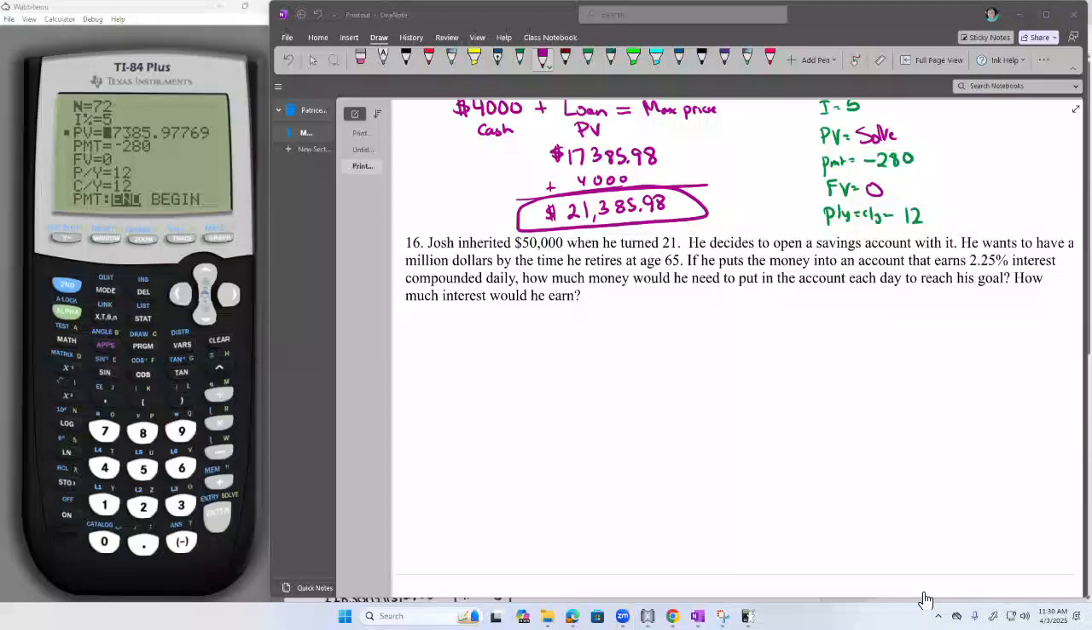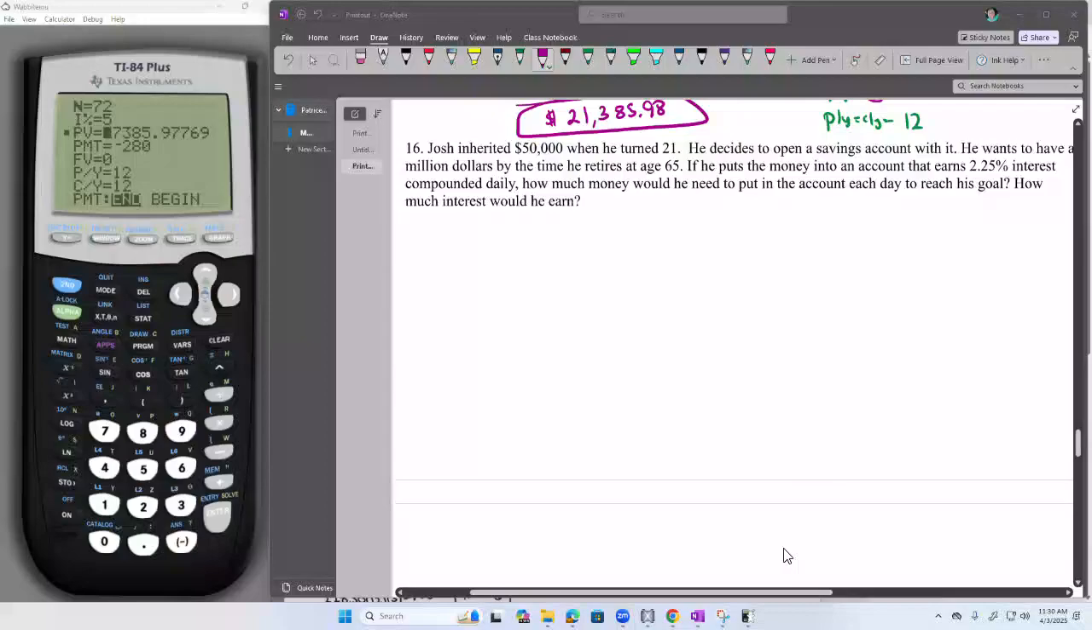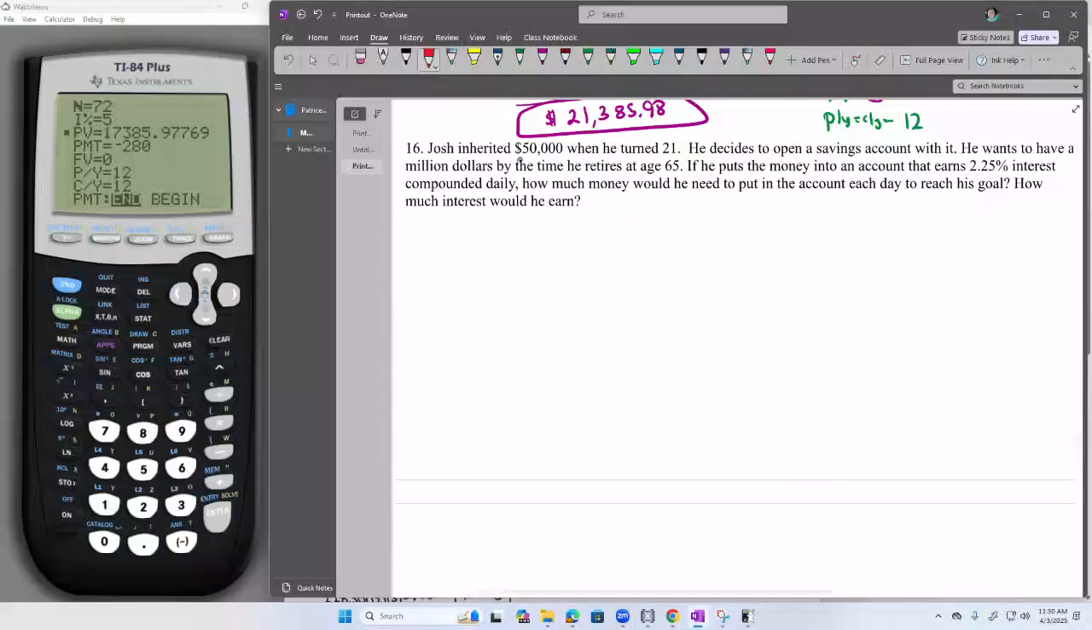Number 16, Josh inherited $50,000 when he turned 21. He decides to open a savings account with it. Good for Josh. So he's going to put this one-time deposit into a savings account. So that means it's a present value. Write down my stuff.